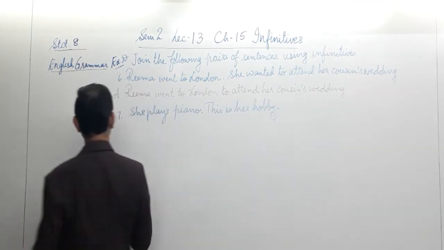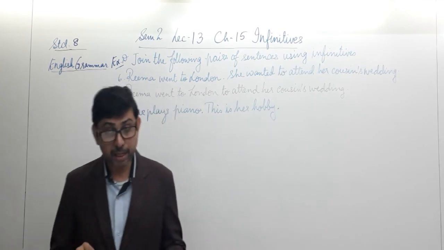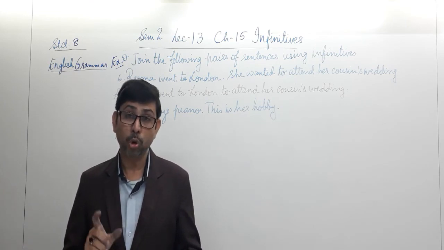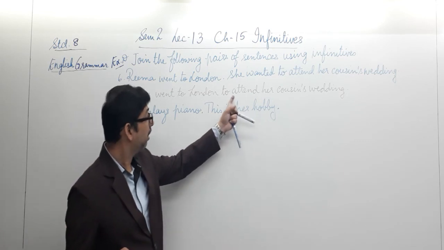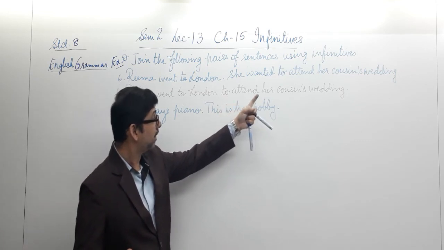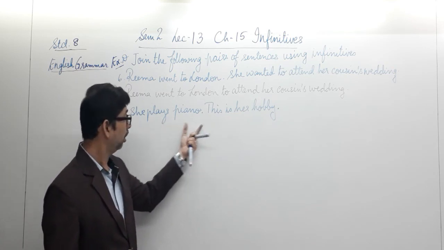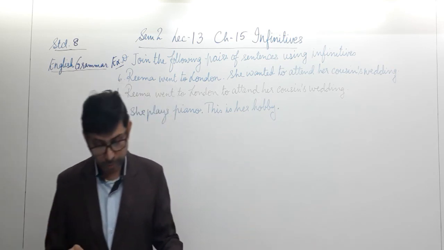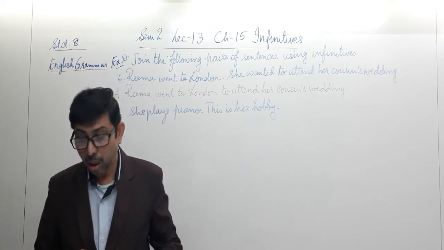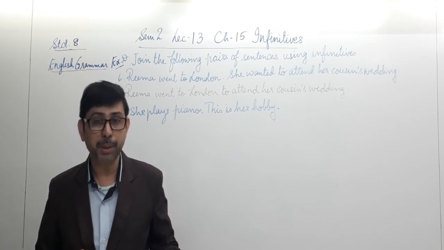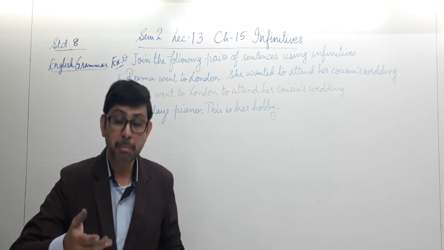Let's write the answer. You've got to be a little careful while joining these two sentences. Unlike the previous 7 sentences, where we had the infinitive given to us in the second sentence everywhere, we have no infinitive given to us. She plays piano, this is her hobby, and we have no infinitive over here. Let's join this in this manner. Her hobby is to play the piano. So we have joined this in an unusual manner.